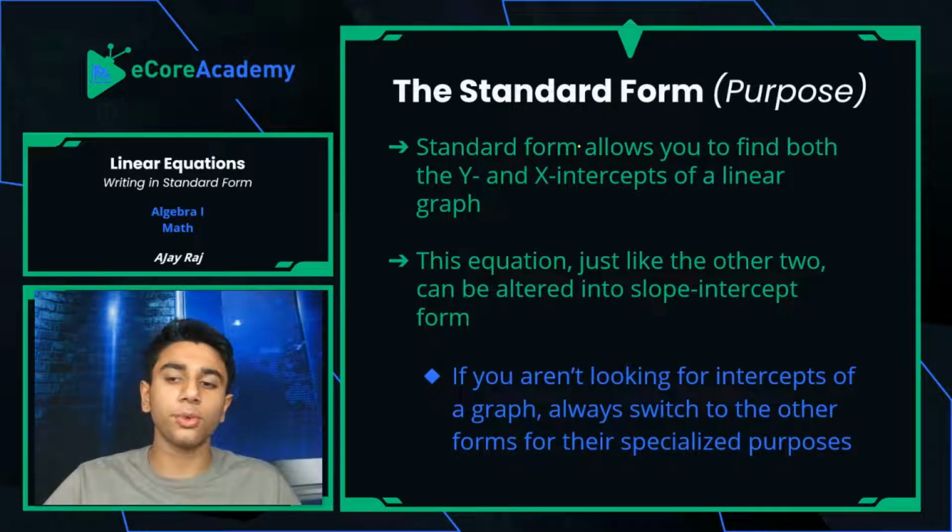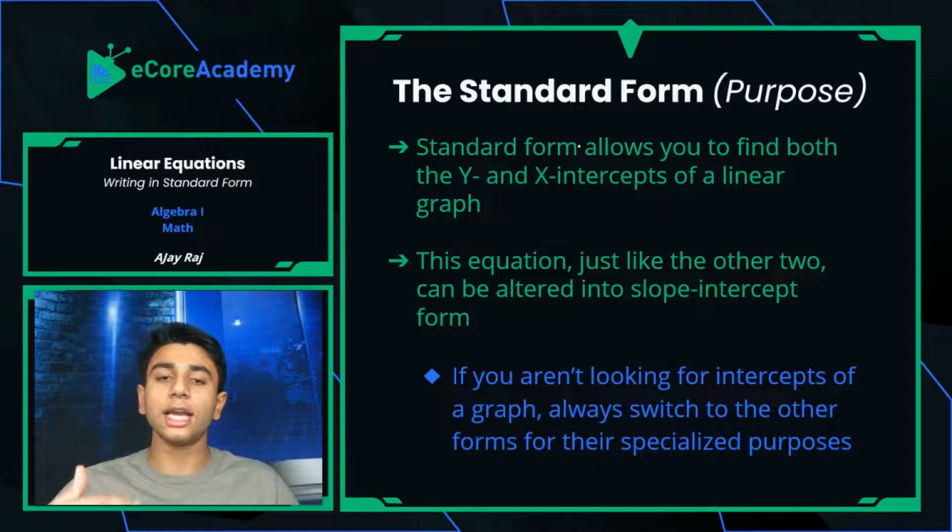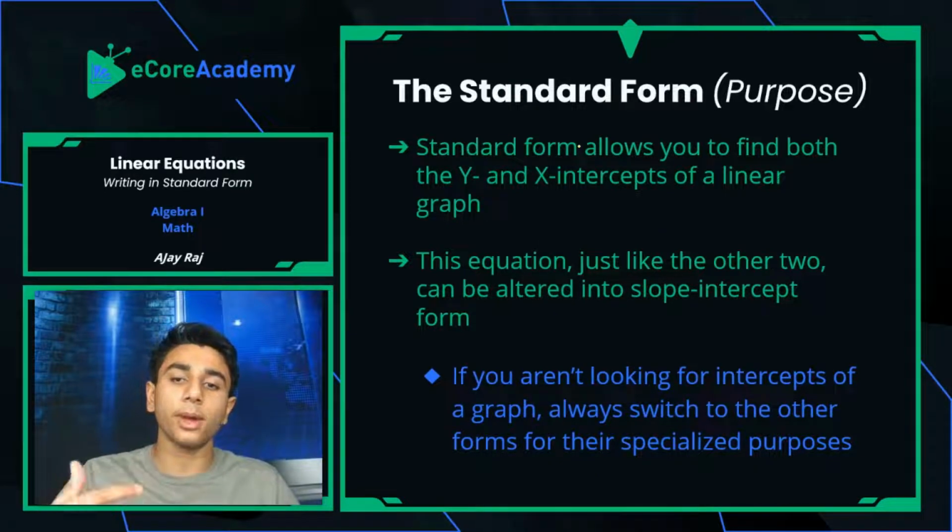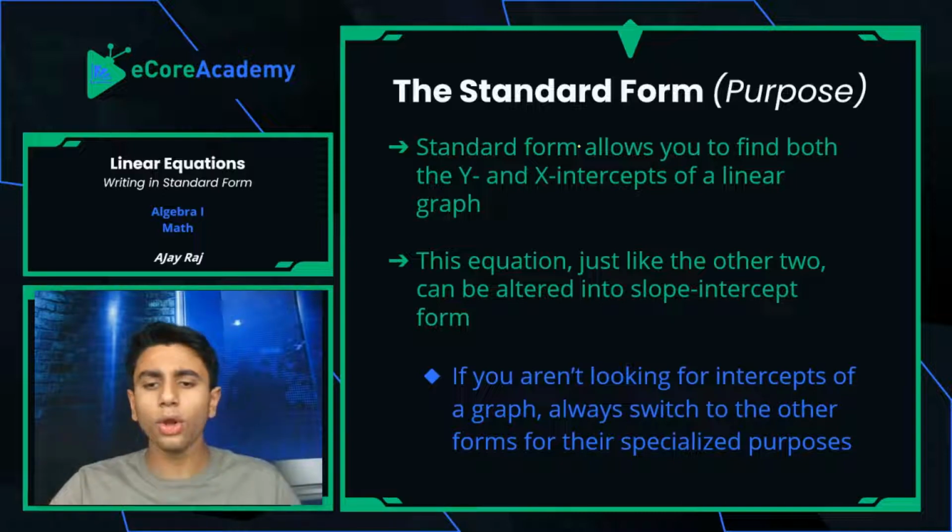So the standard form, what is the purpose of standard form? Well, standard form basically allows you to find both the y and x intercepts of a linear graph. When you're looking at a graph, you can easily identify through standard form to actually start graphing the graph itself by graphing 2 major points. And then, of course, you can shift to slope-intercept form to calculate the slope. Or you can merely identify this equation from a graph fairly easily with the intercepts.